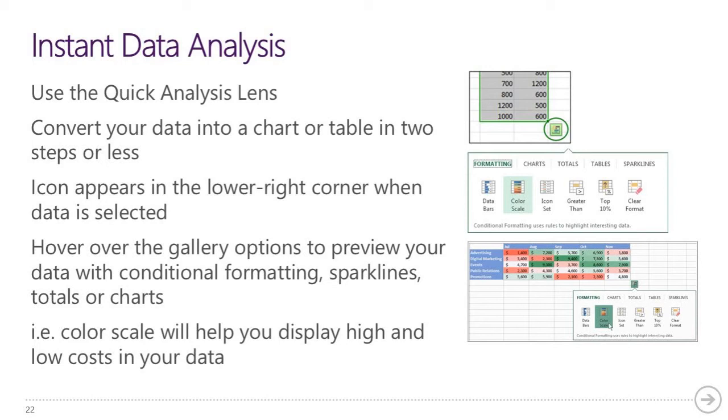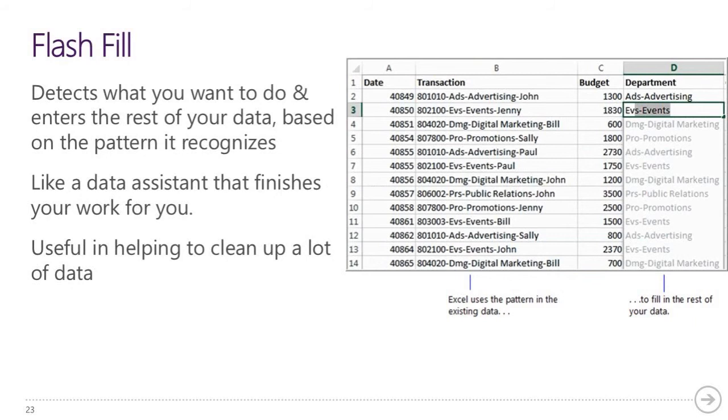This one here, Instant Data Analysis, is something that's new with 2013. There's a quick analysis lens that allows you to instantly convert that data into some type of chart or a table in very few steps. And you can get a preview of how that looks and start getting an idea of how it looks before you even fully commit to it. So it's a great way of getting started and starting to share data in a visual way to make it easy for other people outside of the normal consumers of the data to understand.